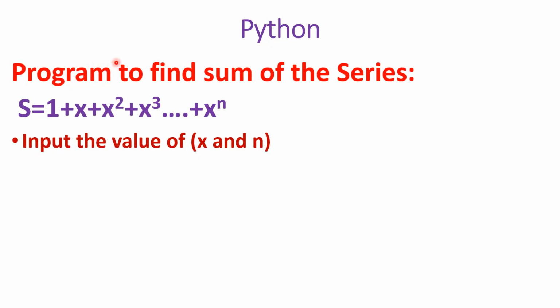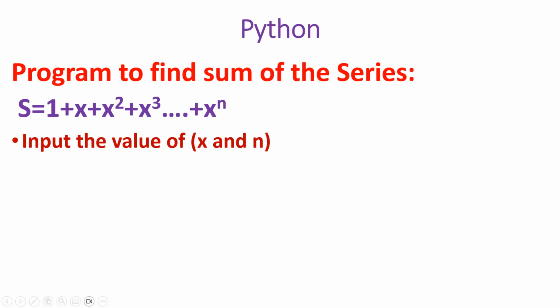Hello friends, we are going to write a Python program to find the sum of the series. So this is the sum of the series. In a variable s, we are going to store the value x power 0, that is 1, x power 1, x square, x cube, up to x power n. The value for the variable x and the power range n are to be obtained from the user as input values. For this, we are going to write a program.